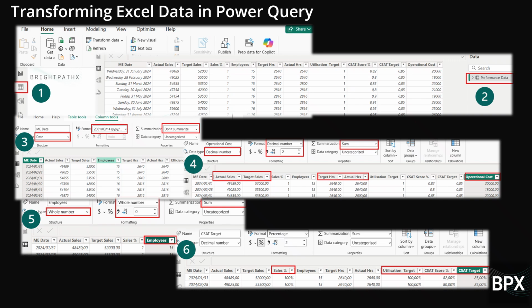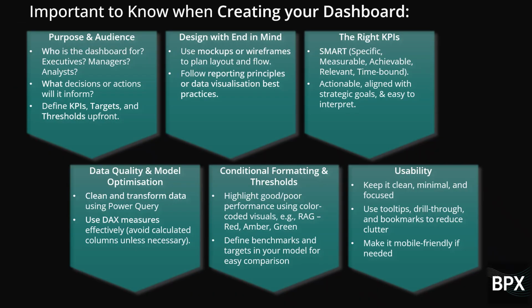Once your Excel data is loaded into Power BI, use Power Query to clean and shape it for analysis. Begin by selecting Transform Data to open the editor. Choose the relevant table, such as performance data, and apply filters, for example, narrowing rows by date. Adjust column data types to ensure consistency, rename columns for clarity, and create new calculated fields using custom formulas. These transformations help structure your data for accurate and insightful reporting.